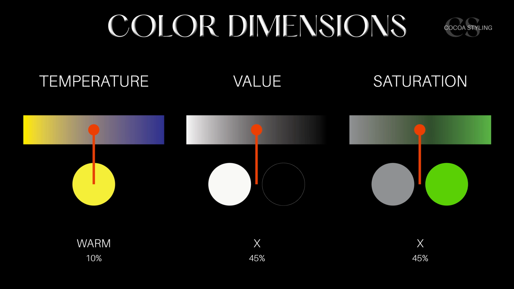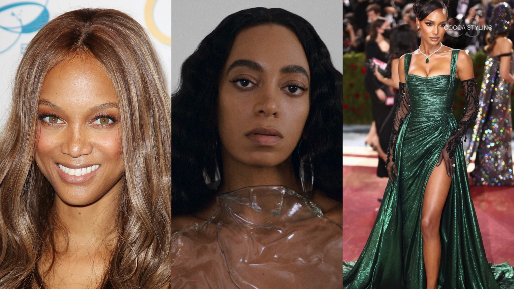We have 3 color dimensions, but some of them will have more weight than others. Just to keep things simple, let's keep warmth at 10% and let's play with value and saturation. Without that 10%, it would mean that we're playing with the other 90%. For true types, they will be warm, but the main feature will be significantly more important than the remaining one.